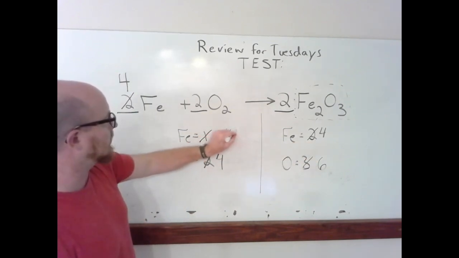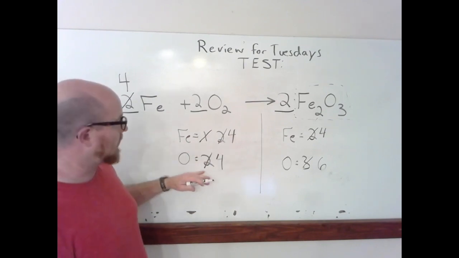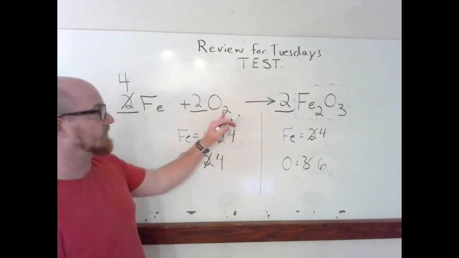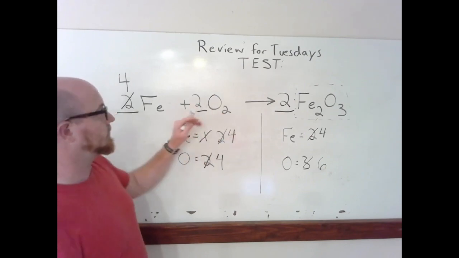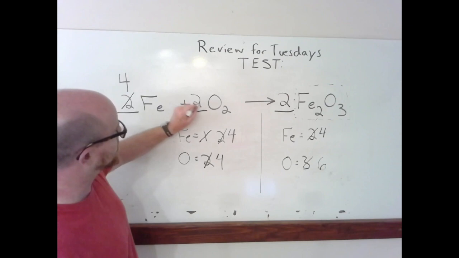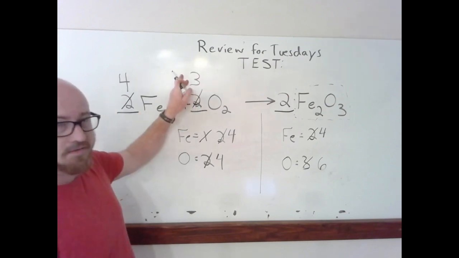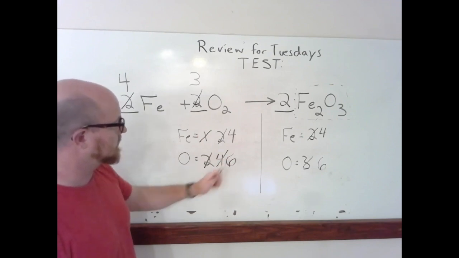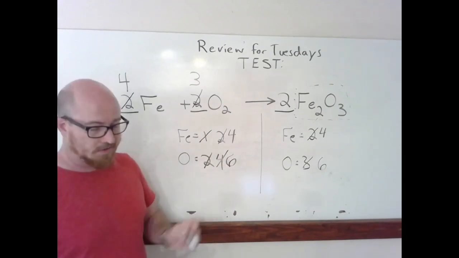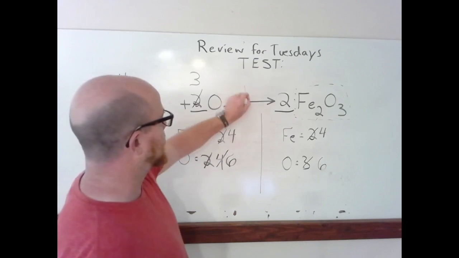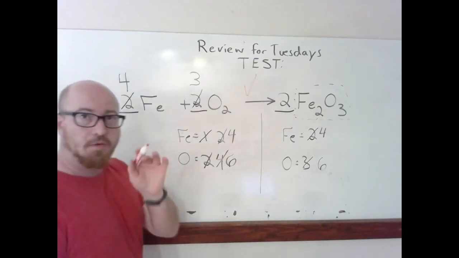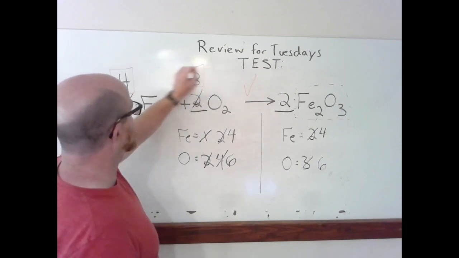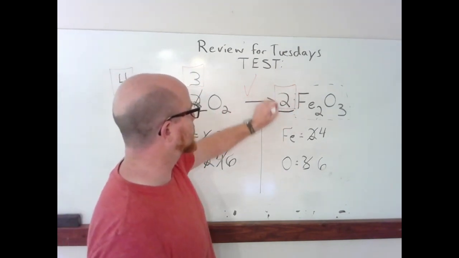And now I have 4 irons. All I've got to do is find a number, a coefficient, that will fix my oxygens. I have 2 of them. If I change this 2 to a 3, I now have 3 times 2, 6 oxygen atoms. This problem is completely in balance now. The coefficients to balance it with are 4, 3, and 2.